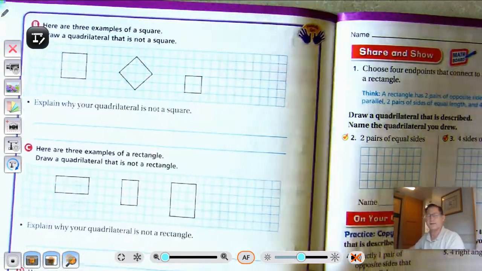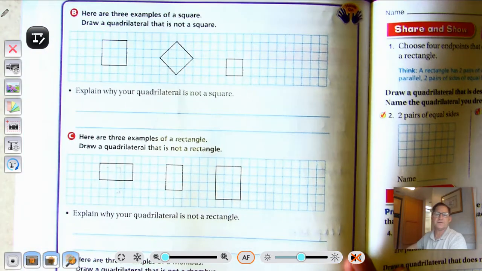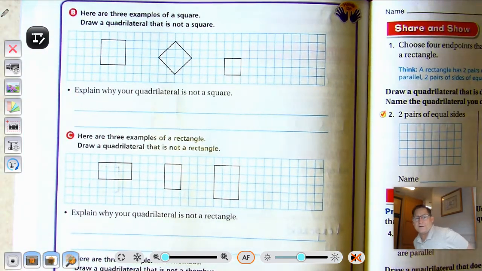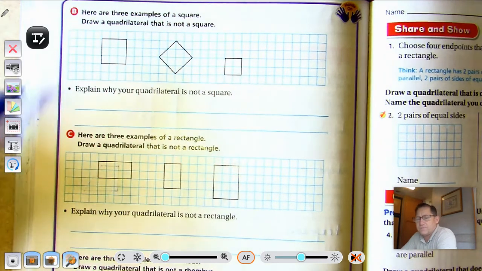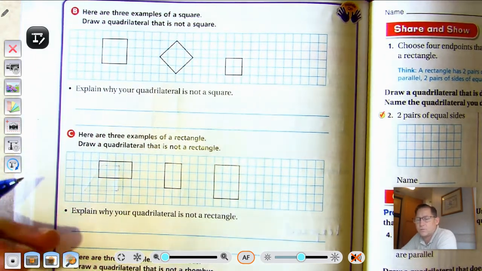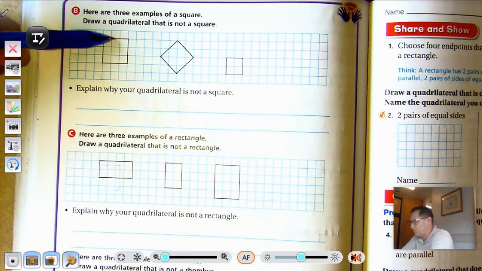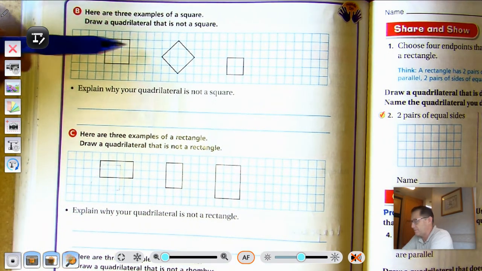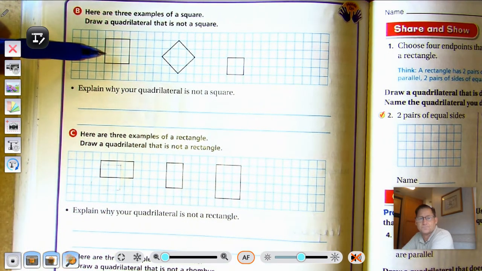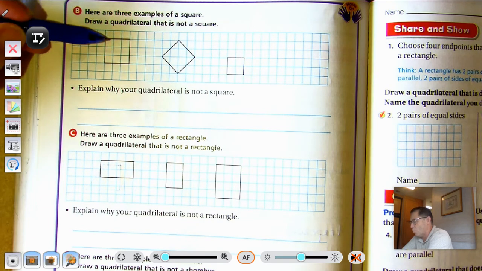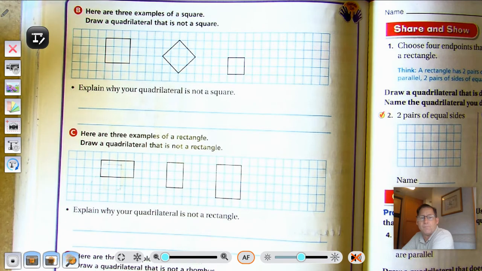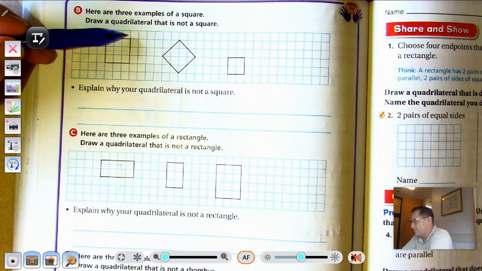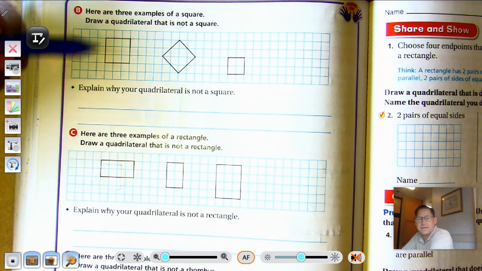Page 528. Here are three examples of a square. Draw a quadrilateral that is not a square. So let's review what the characteristics of a square are. It has two pairs of opposite sides that are parallel. It has four right angles. And it has four sides of equal length.